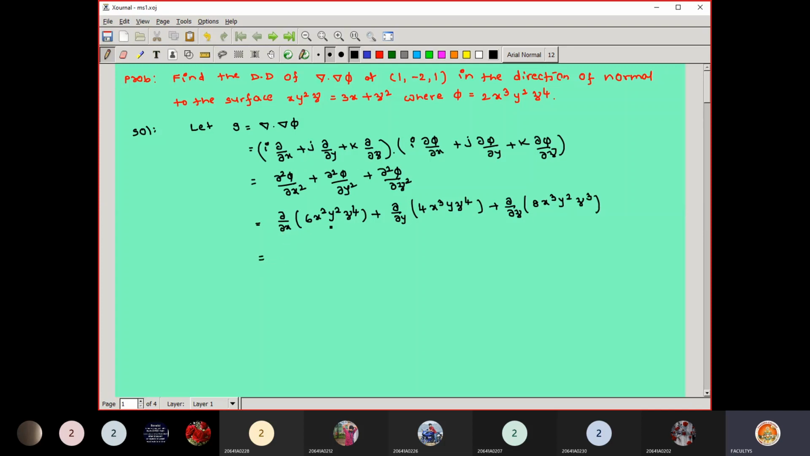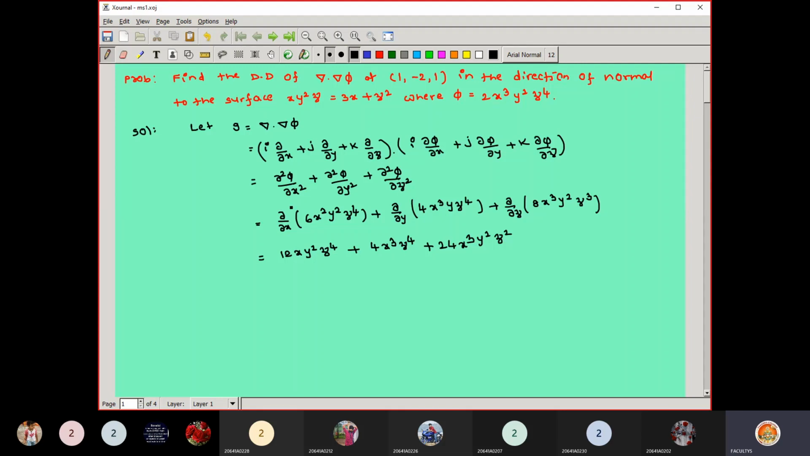Now you write down dou by dou x of this value. With respect to x only, that becomes 12x y square z power 4. Similarly, dou by dou y of this becomes 4x cube z power 4. Similarly, plus dou by dou z of this value, with respect to z variable, becomes 24x cube y square z square. So this is your final g simplification, which is del dot del phi.